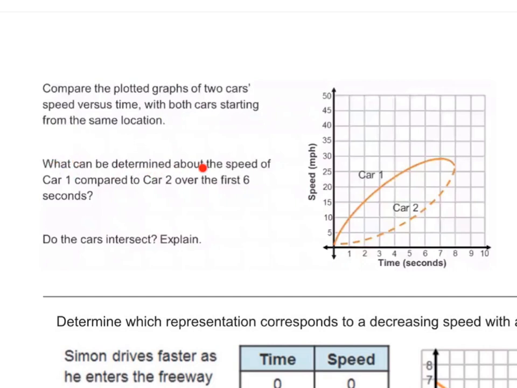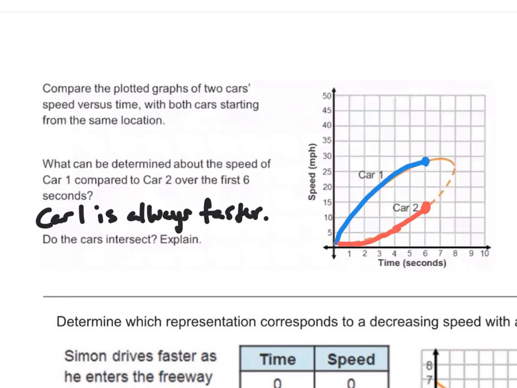It says, what can be determined about the speed of car 1 compared to car 2 over the first 6 seconds? So here's what we've got. Here's our first 6 seconds, and here's car 1 going that direction. Here's car 2 for the first 6 seconds. What can we say about car 1 versus car 2? Car 1 is always faster over those first 2 seconds. Eventually, they do get to the same speed right there.